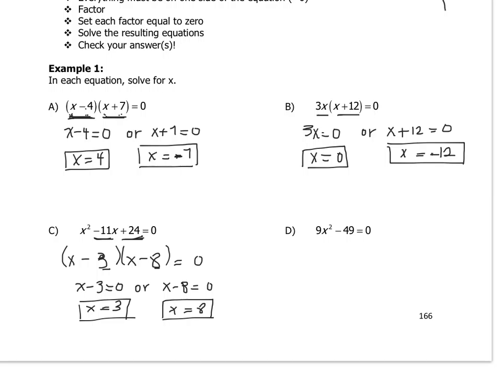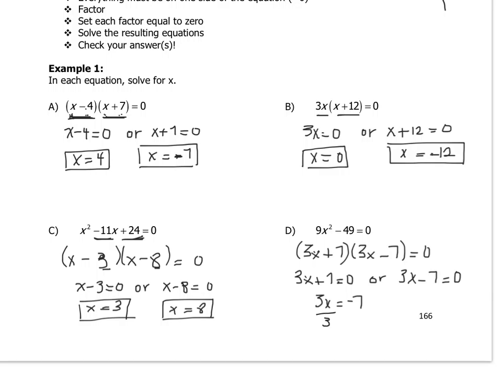Alright, so the next example has a difference of squares. So that would have factors 3x plus 7, the square root of 49 is 7, and 3x minus 7, which means either 3x plus 7 is 0, or the other factor, 3x minus 7, has a value of 0, which means 3x equals negative 7, which means that if I divide both sides by 3 now, I get x is negative 7 over 3, so that's one solution.